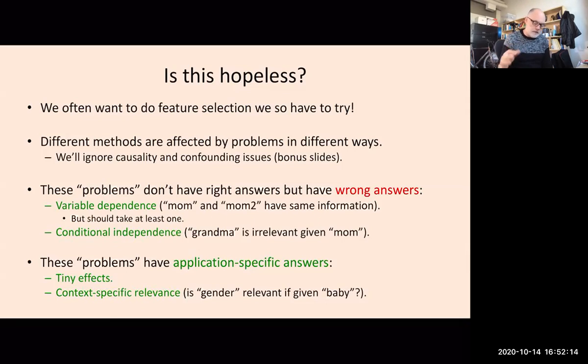So the variable dependence thing, right? Mom and grandma do have the same information, so you should take one. Conditional independence: grandma is irrelevant given mom, so you should take one of them. Some problems have application-specific answers, like the tiny effects thing. You can look for such features.